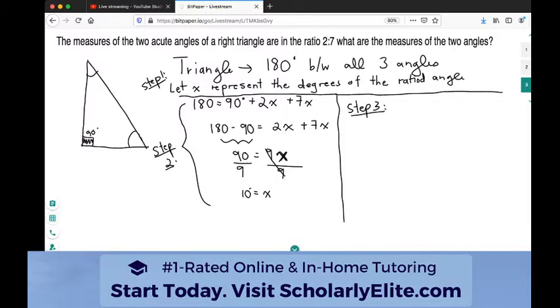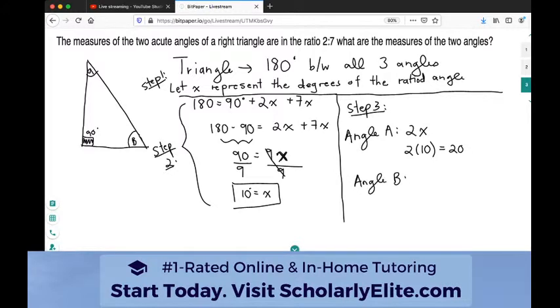So if I know that we'll call this angle A, so angle A is 2x. So then I can just take this information, because I know that x equals 10, and I will say this is 2 times 10, which equals 20. And then angle B, which will be this one, is 7x. So that's going to be 7 times 10, and that's 70.